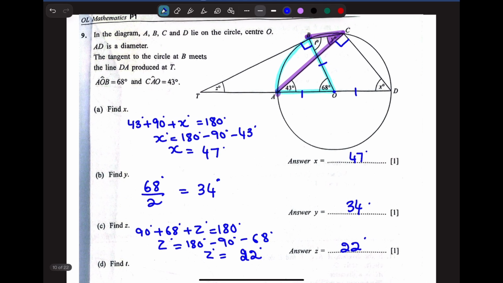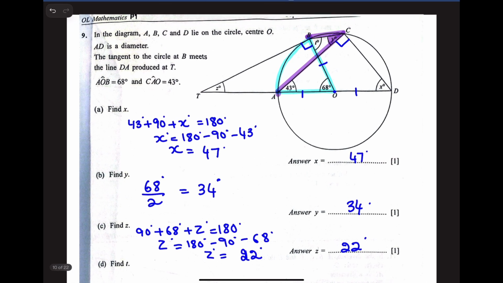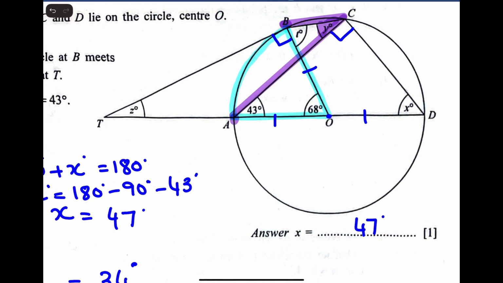Find T. So now we need to find angle T. See if we can figure out this angle, which we can, because this is a triangle, this is 43, this is 68. We can find this angle. This is vertically opposite to this angle, and we also know what y is. And then we can use this triangle to figure out angle T.